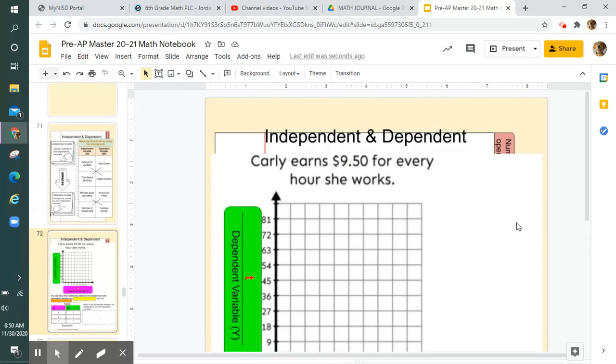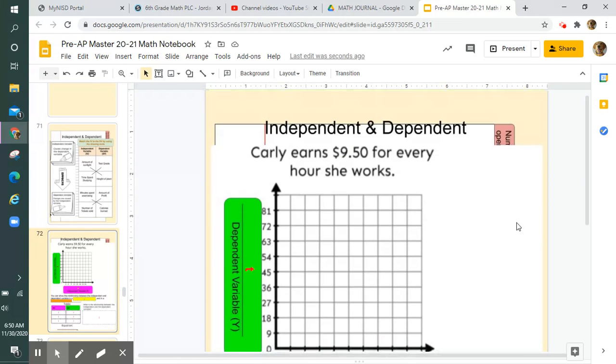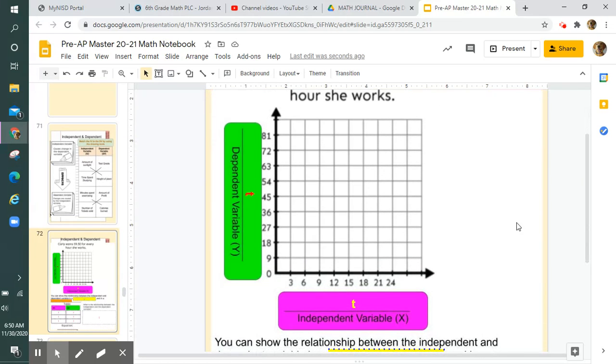So we're going to be able to graph using our independent and dependent variables. If you notice, your independent variable, the thing that you actually change, is always going to be on the x-axis. Okay, so it's always going to be down here on your x-axis. Your dependent variable, the outcome of whatever happens, is always going to be over here on your y-axis.